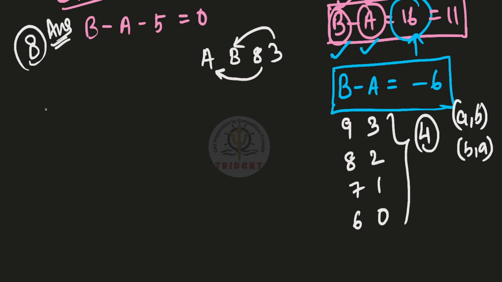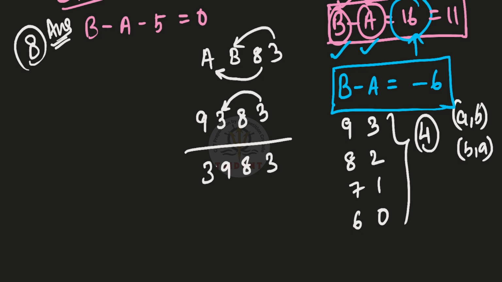But just for the sake of clarity, I will try to check. So I will check 9383, as well as I will check 3983. If you look at the alternate numbers, rather I'll use a different color. So if I use a different color, I'll get 3 and 3 as 6, 9 and 8 as 17. 17 minus 6 is equals to 11. So actually this thing works.